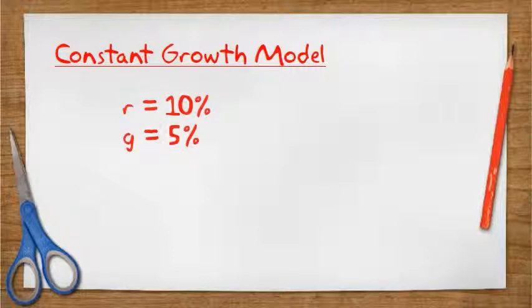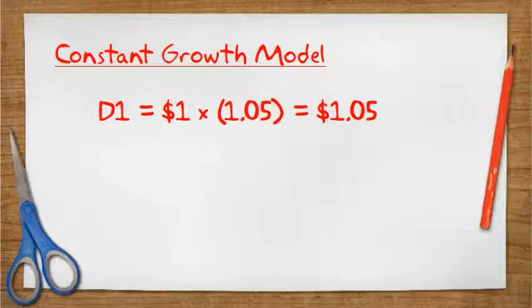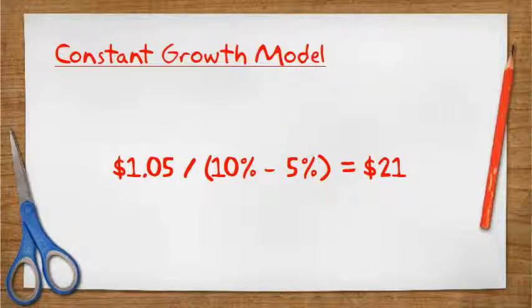We can also use the constant growth model to find the value of his stock price. If the rate of return is 10%, we would take the dividend in year 1, $1 times 1.05 equals $1.05, and divide it by the rate of return minus the growth rate. This tells us that our stock price is $21 today.